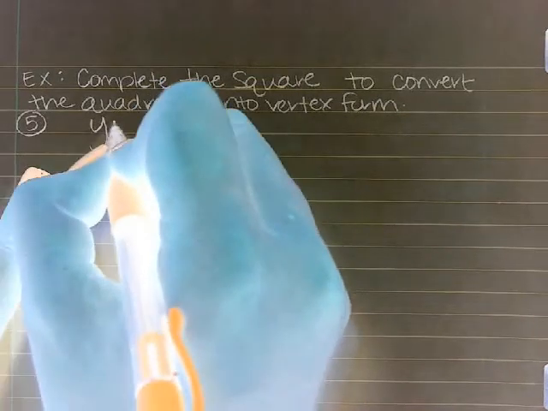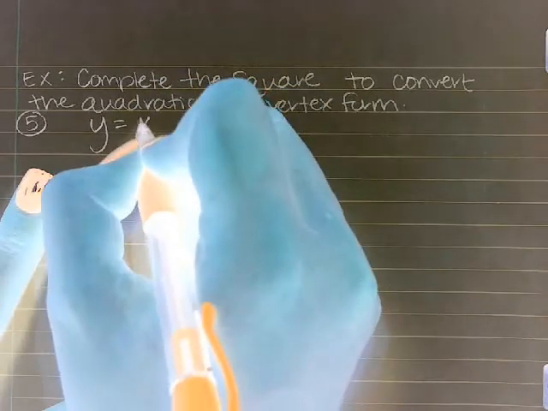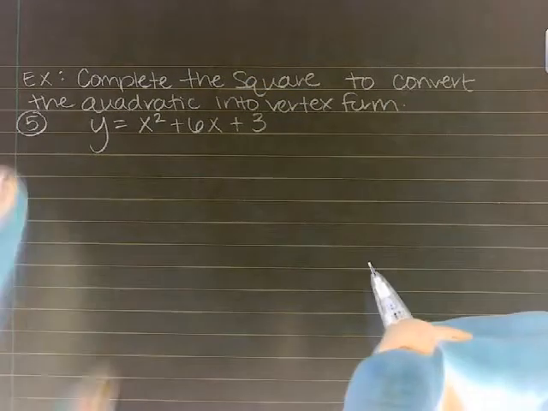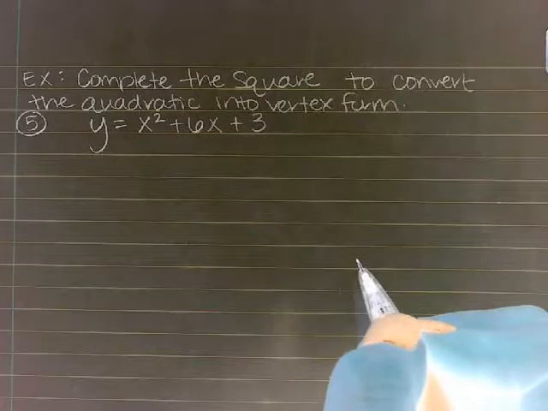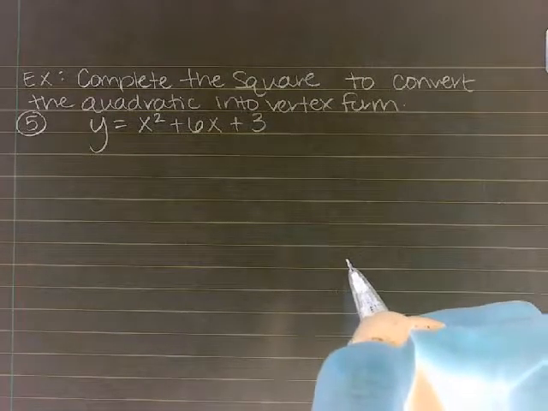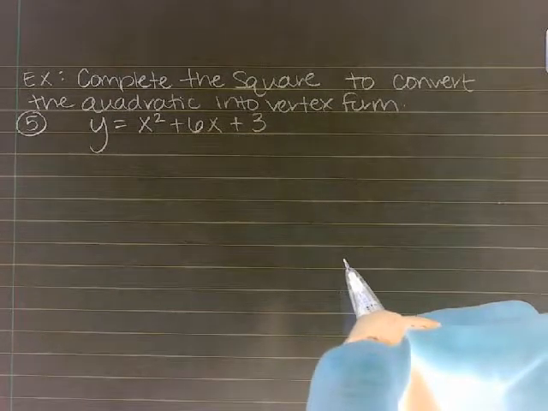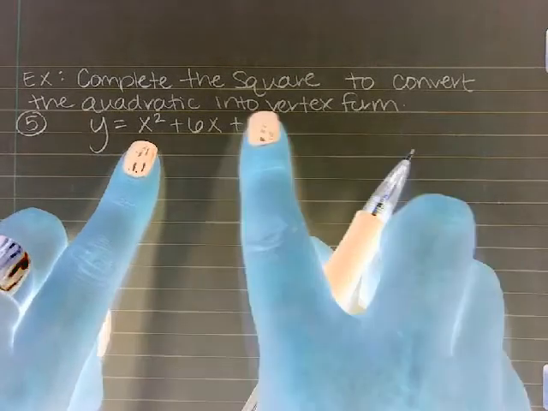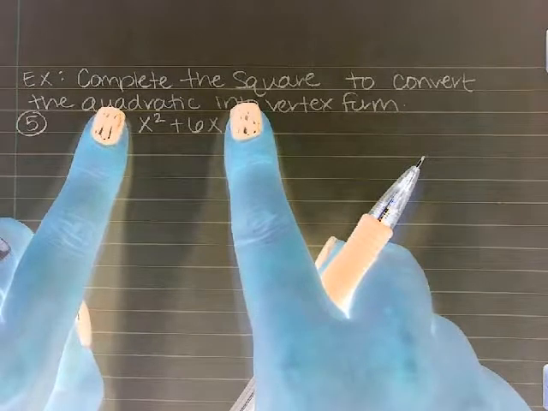So we're going to start off with a quadratic that's in standard form. So y equals x squared plus 6x plus 3. And our first goal is to make it look like it did with the other examples. And in the other examples, we just had x squared plus 6x, right? We just had it like that.